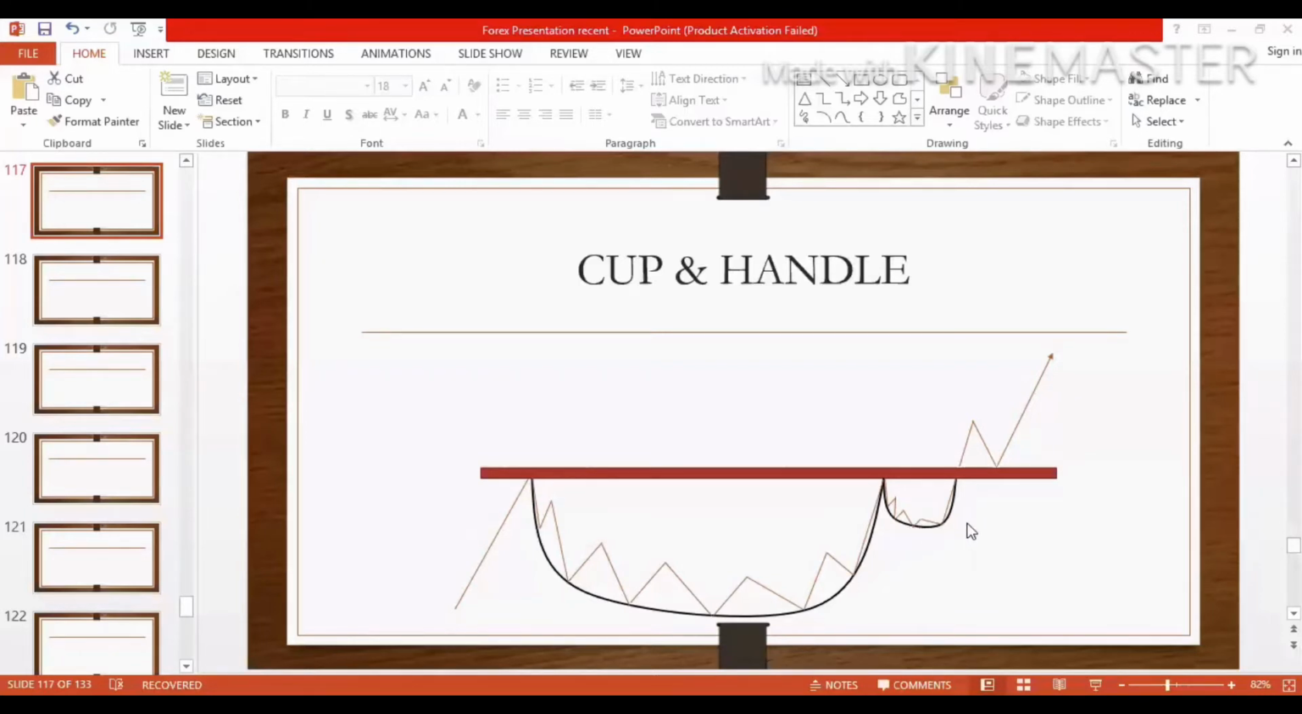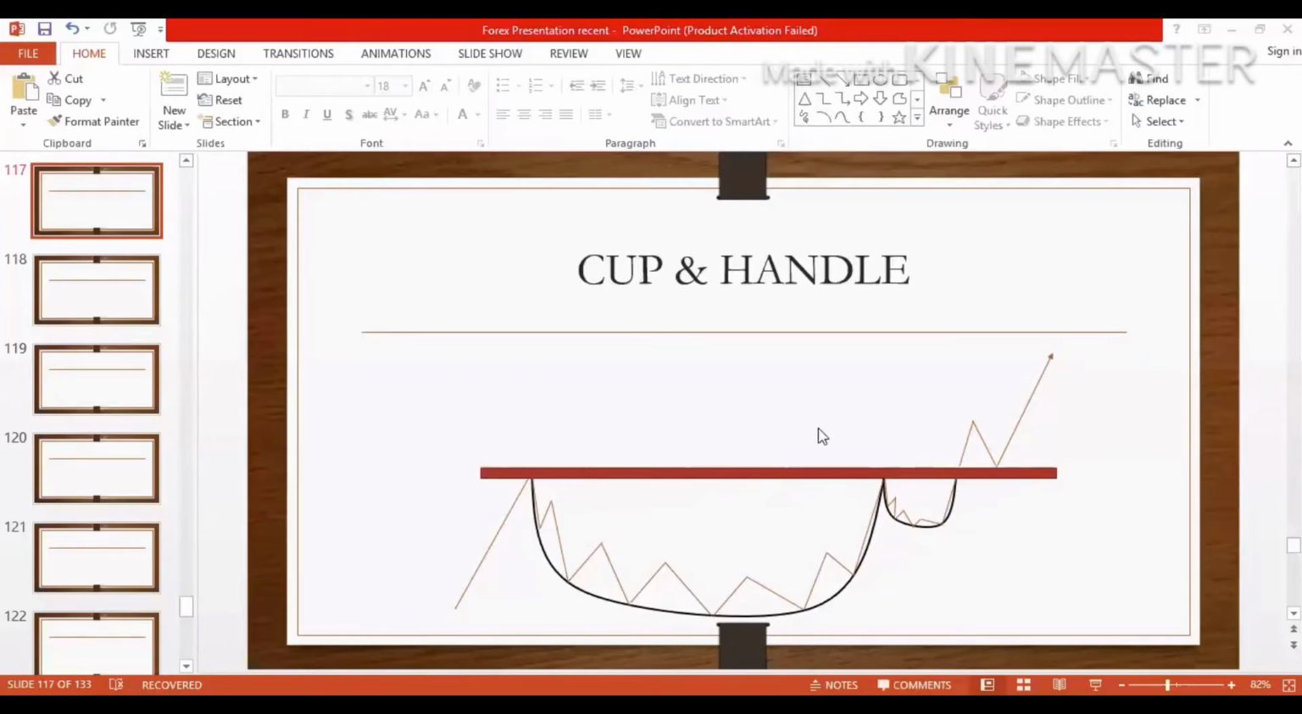You can have your stop loss here, mark this up as your stop loss to be safe. Always use a stop loss. And then for your take profit, you can measure the distance between this resistance zone and the lowest point of your support zone, and set that as a take profit when you enter after a retest.